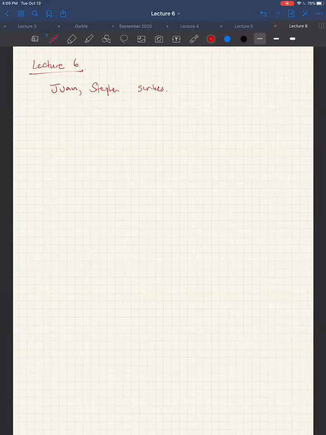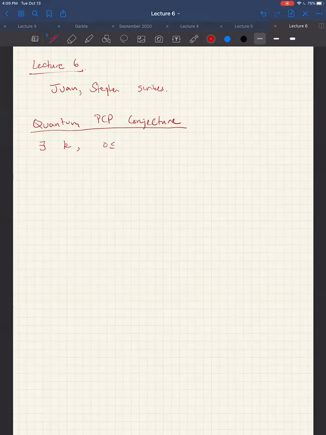Okay, so last time we spent a lot of time talking about this quantum PCP conjecture, which is an analog of the quantum PCP theorem. So let me just write down what the conjecture is. At least, we saw two formulations, and we spent a lot of time talking about this Hamiltonian formulation, which I'll write here. So the conjecture is that there exists some constant k and numbers alpha and beta that are distinct, that are between 0 and 1, such that the following decision problem is QMA complete.